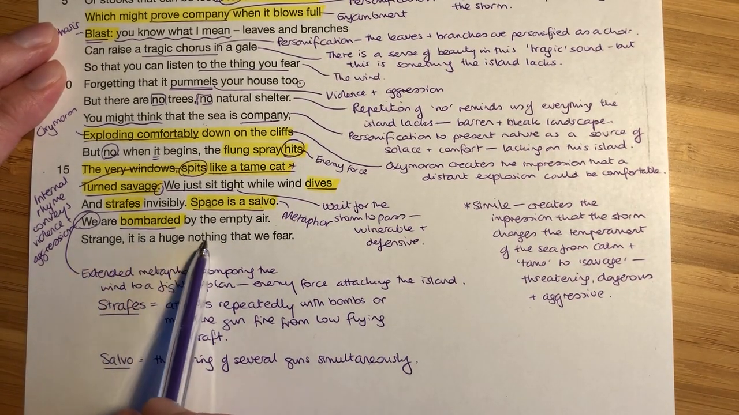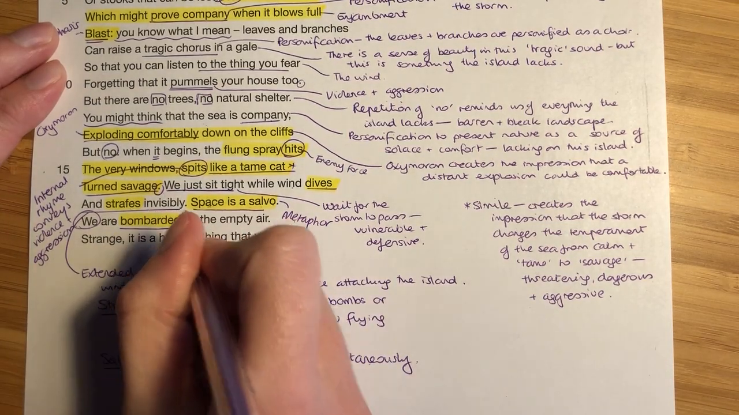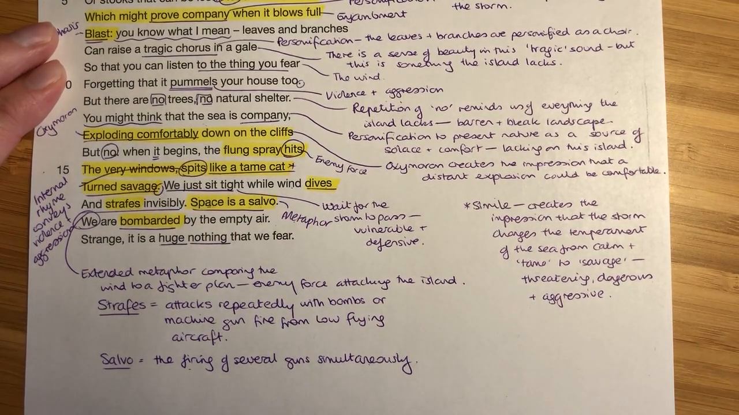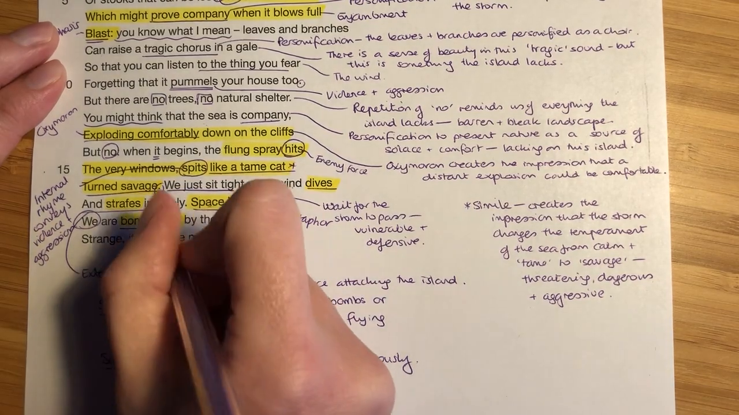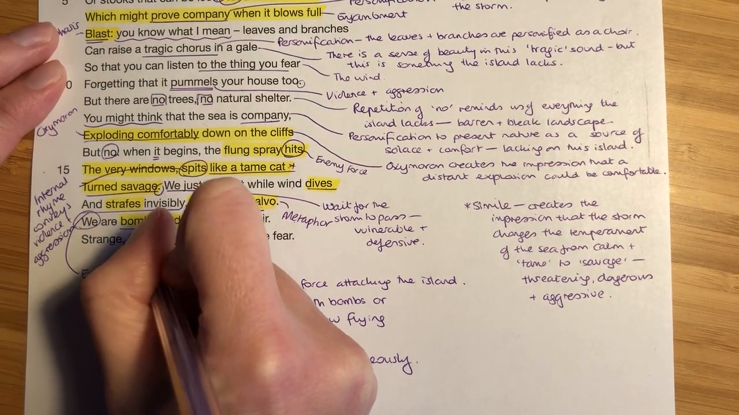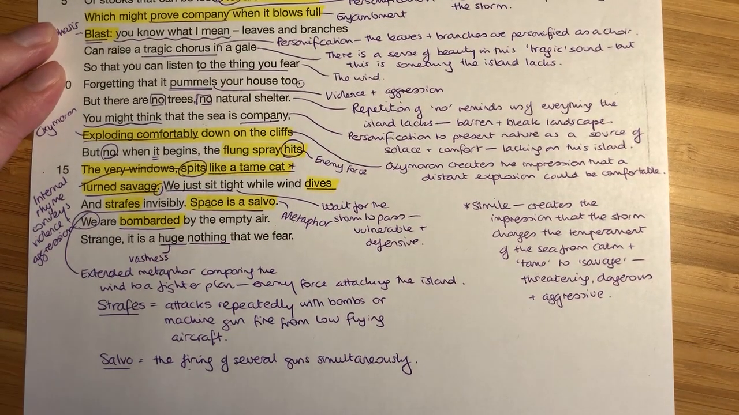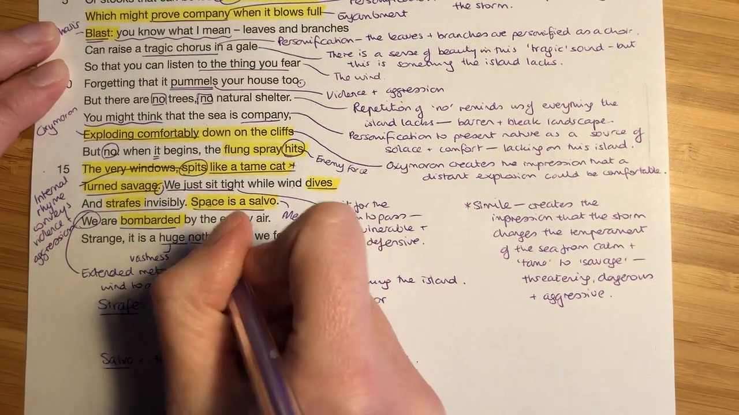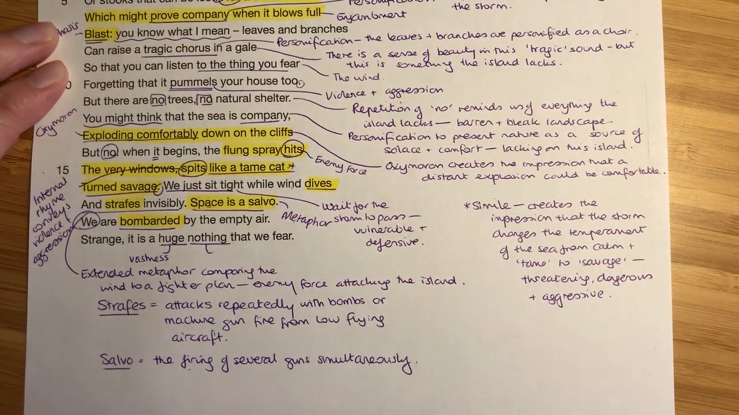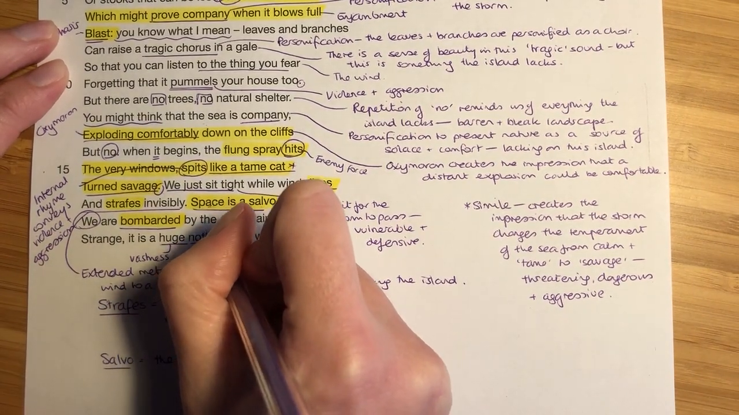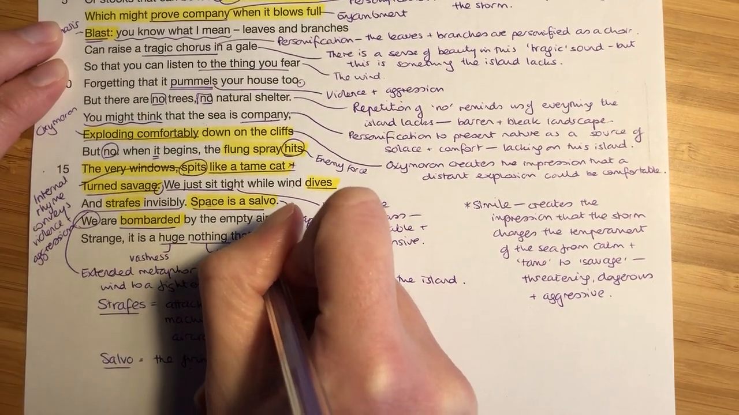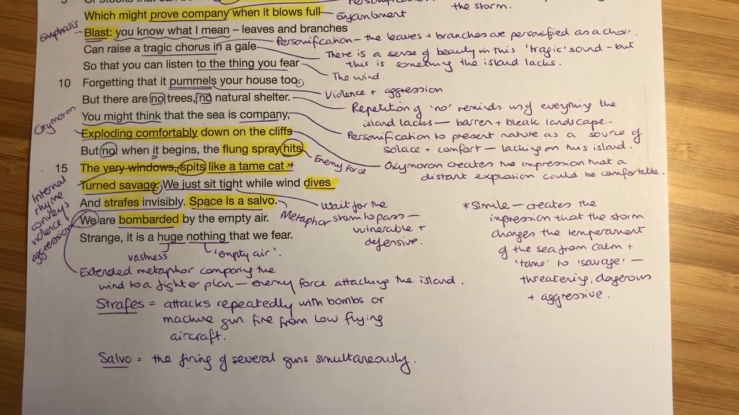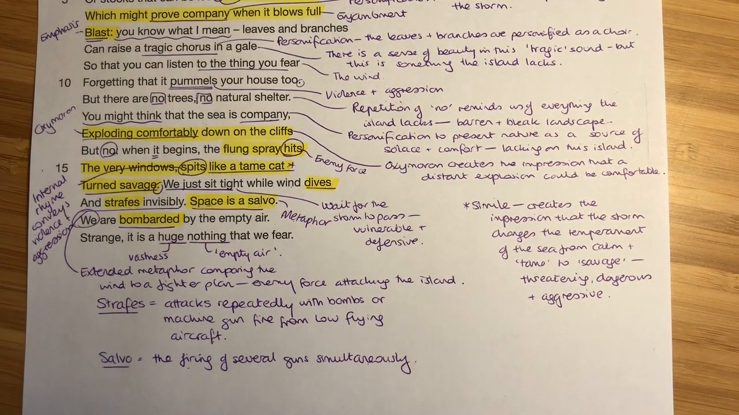Strange. It is a huge nothing that we fear. And I love this combination of words, a huge nothing. Huge, giving that sense of vastness, the expanse of nature. And this reminds me again of Wordsworth, but it's a huge nothing that we fear. This empty air. There is nothing there that they can fight back against. They are simply trying to protect themselves against this invisible attacking force.